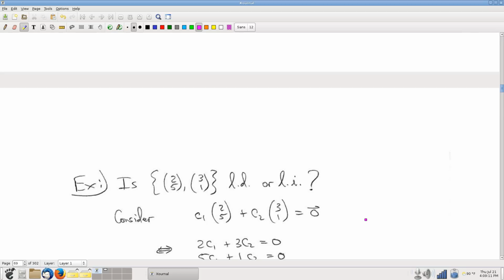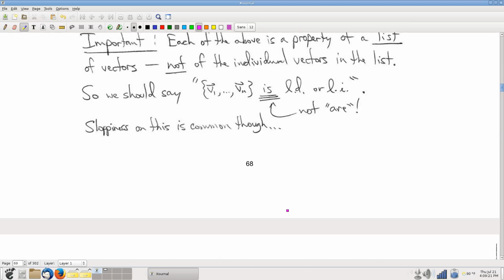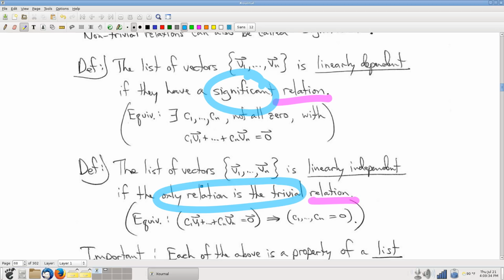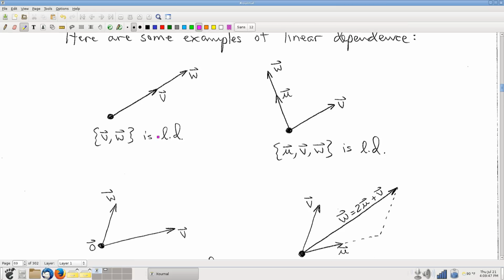All right, we're going to start with an easier example, and that is to consider a pair of vectors in R2. Let's ask the question, dependent or independent? Going back to our definition, remember that it goes to the relations. Is there a significant relation, or is the trivial relation the only relation? One way or the other, we're looking for relations. And relations are described by linear combinations that add up to 0. Okay, so that's what we're going to look at here.